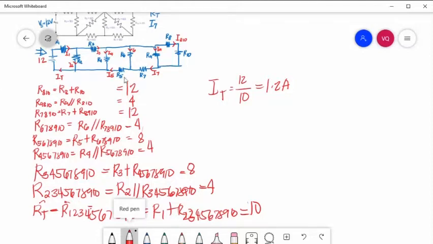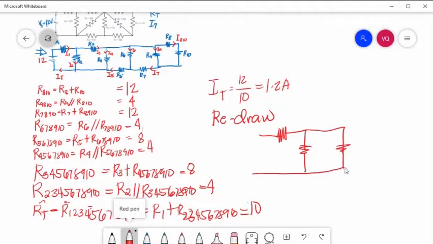So let's redraw our circuit. This is our R1, R2, and R3 to 10. So R1, this is our total current. R2, I2, and our I3 to 10. R3, 4, 5, 6, 7, 8, 9, and 10.